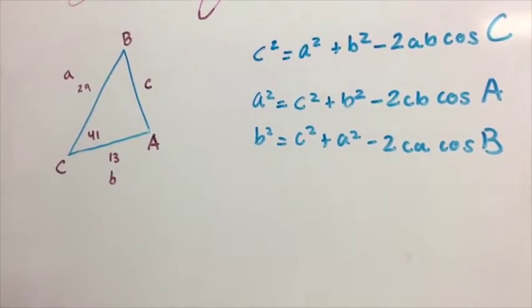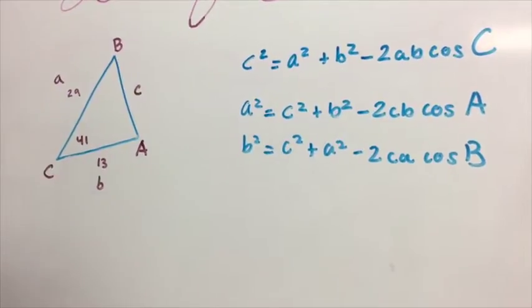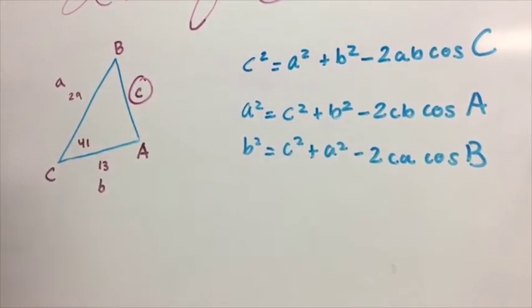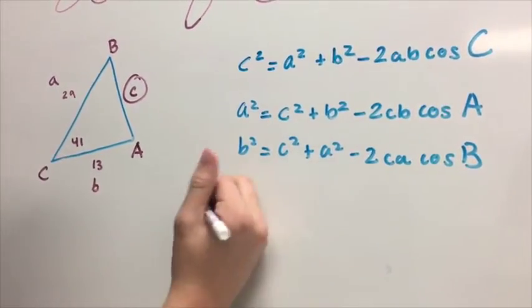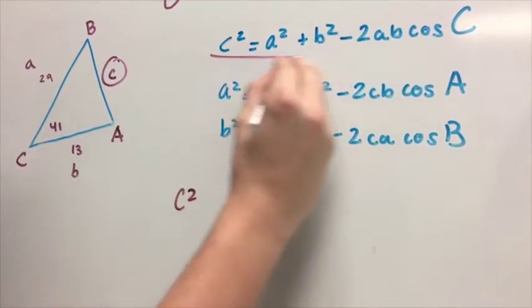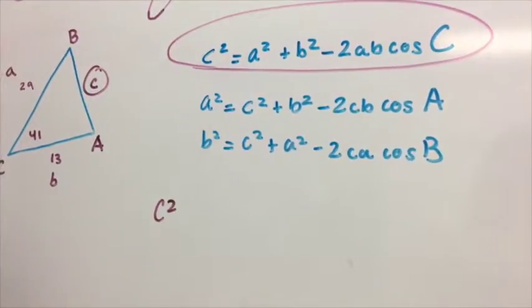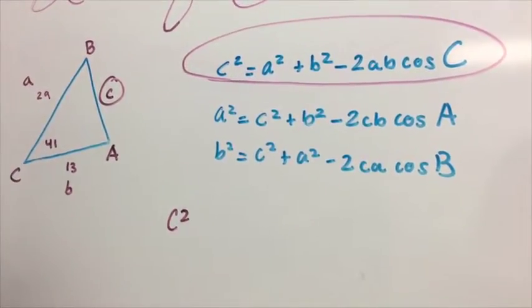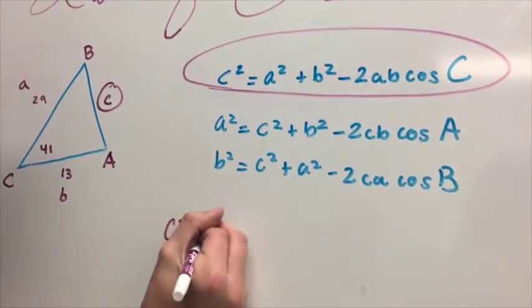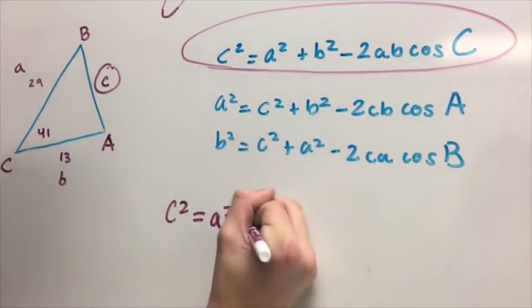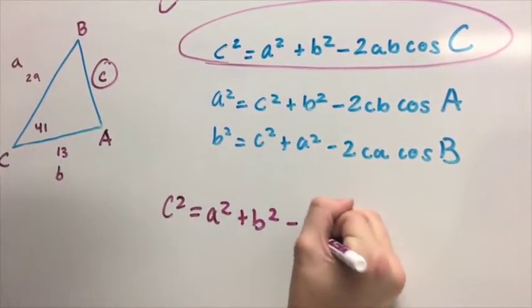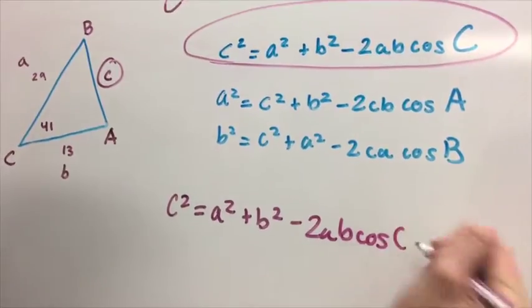Now, let's solve for this missing side. So we're going to want to write out our equation. We'll be using this equation right here, since we're solving for c squared, but you can use any of them in any way you want. This is just probably the easiest way to go. So c squared equals a squared plus b squared minus 2ab times the cosine of c.